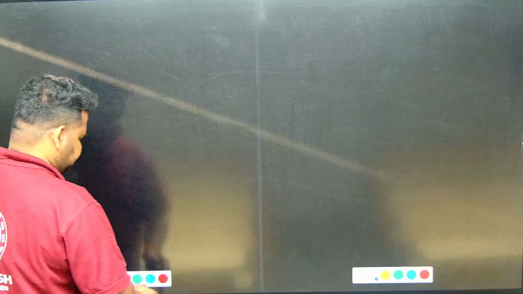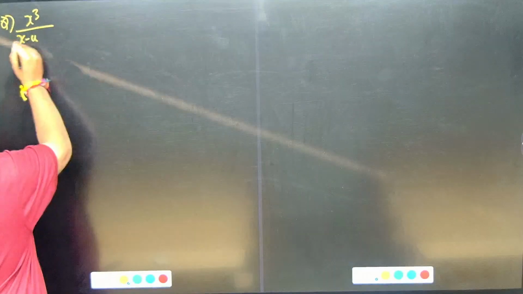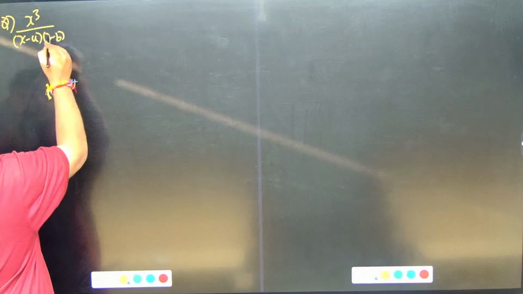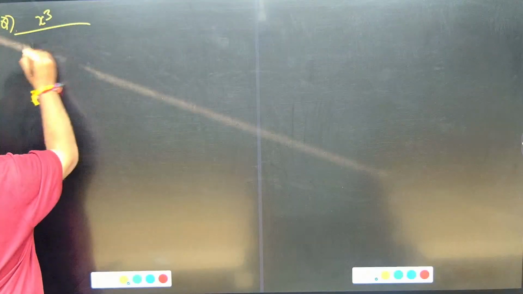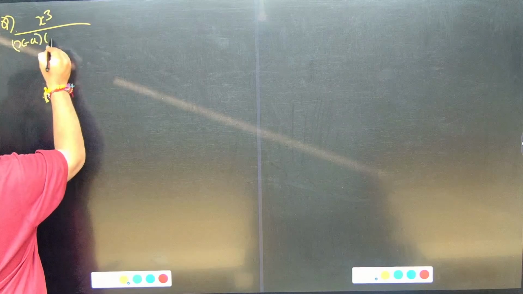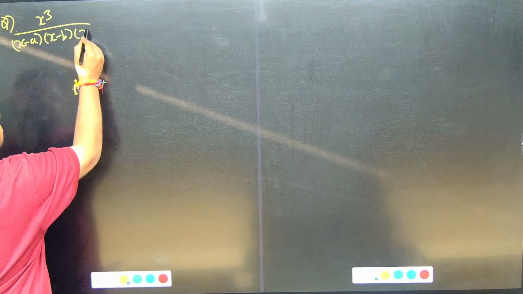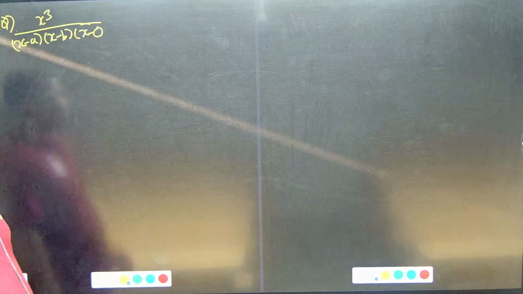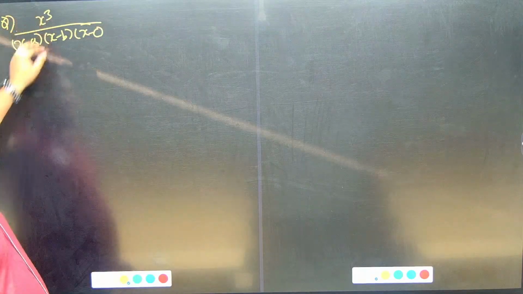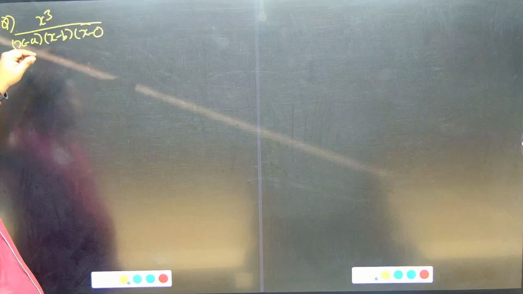See here. The question that is given is x cube by x minus a into x minus b into x minus c. You have to resolve this. First of all, observe that the degree of the numerator is 3, here x into x into x, x cube. The degree of the denominator is also 3. So therefore it is an improper fraction.